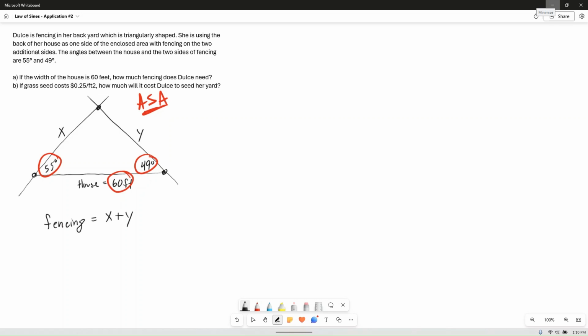This is a law of sines problem, so let's set up our law of sines proportions. Let's do the 55 degree angle first. Sine of 55 degrees over its opposite side y has to equal sine of 49 degrees over side x, and that has to equal the sine of the third angle. We don't have a letter for it yet, so we'll just call it C. That's sine C over the length of the house, which is 60 feet. So sine C over 60.